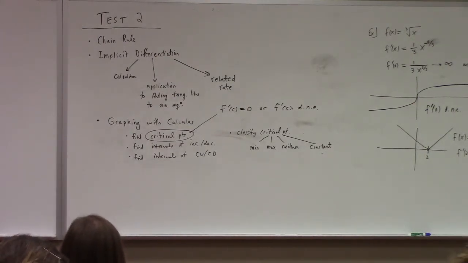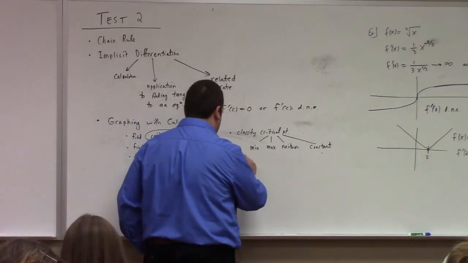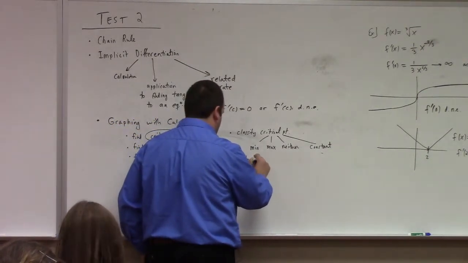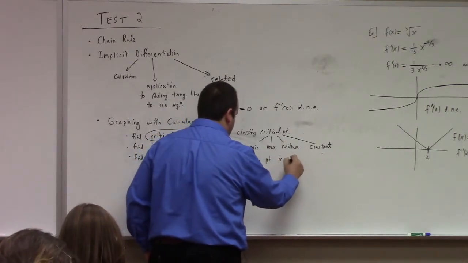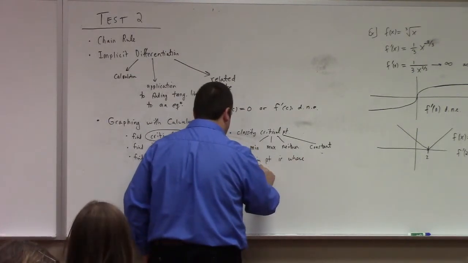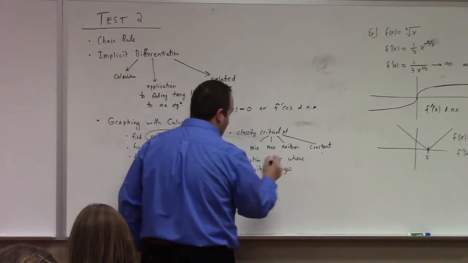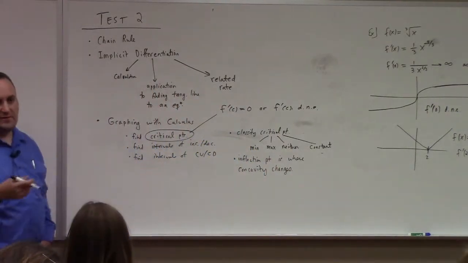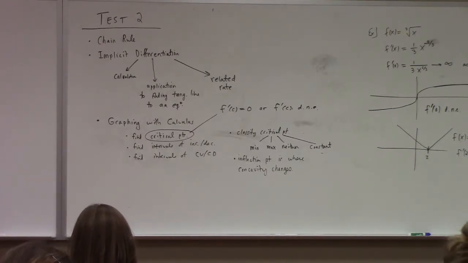What's an inflection point? Right, an inflection point is where concavity changes, if it does. And the graph doesn't have to have an inflection point, right? Just like some graphs don't have intervals of decrease. It could be increasing everywhere. It could be decreasing everywhere.